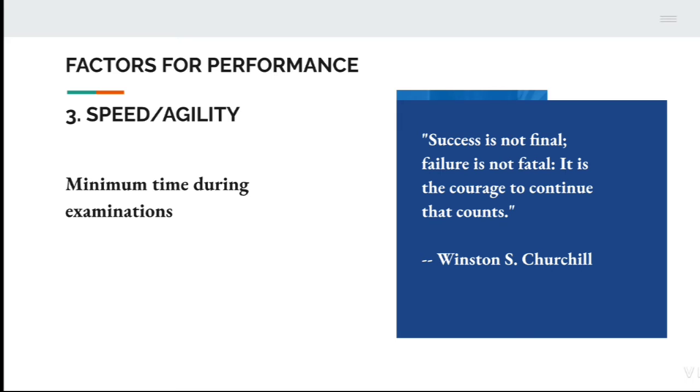So this is something you'll have to do. You'll have to complete things. You'll have to do mathematics. You'll have to answer questions very quickly.